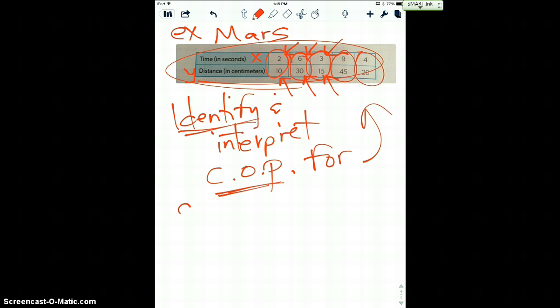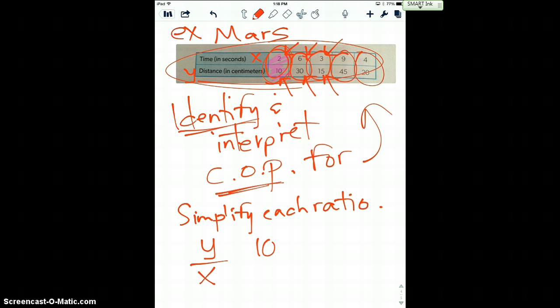So let's simplify. Step 1, simplify each ratio. So let's start with the first one here, 2 seconds for 10 centimeters. Now what I labeled before, the constant of proportionality, is the ratio y to x. So my first ratio is going to be 10 to 2. My next ratio, looking up here, would be 30 to 6. Third ratio, 15 to 3. Next one, 45 to 9. And the last one, 20 to 4.